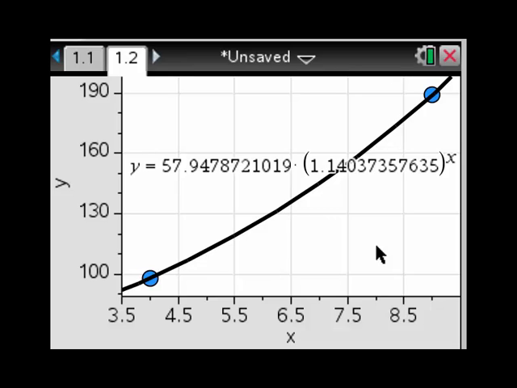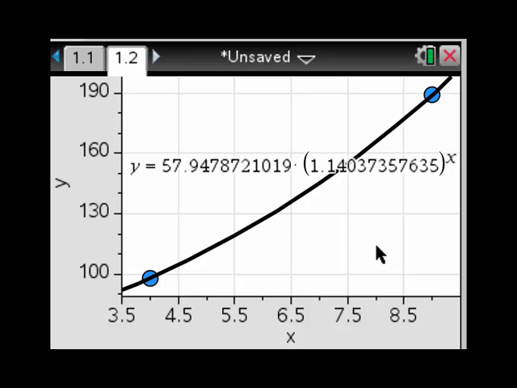Now again, remember, this is your y-intercept, or your start value, sometimes called your initial value. This is what you're multiplying by, your growth, because it's greater than 1.